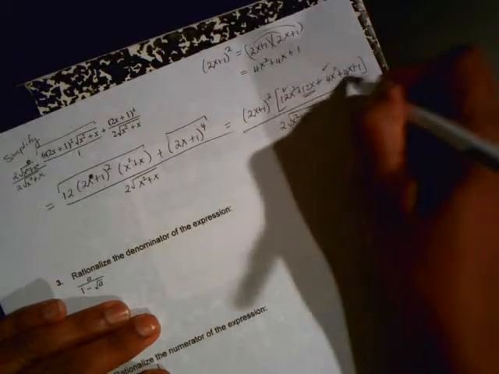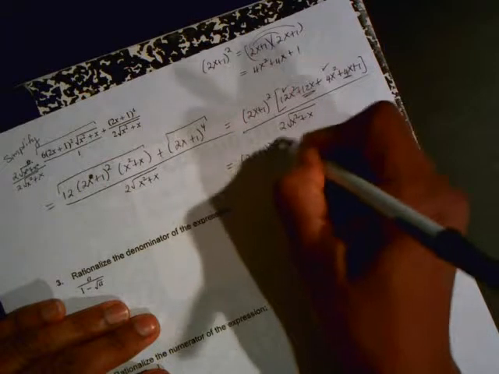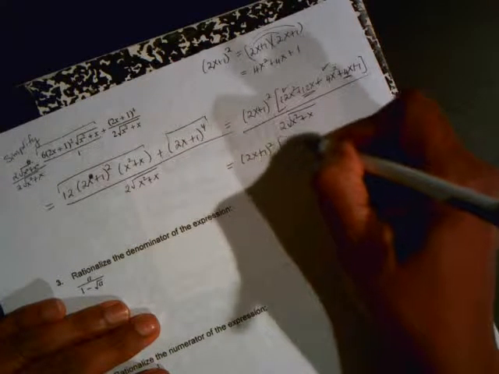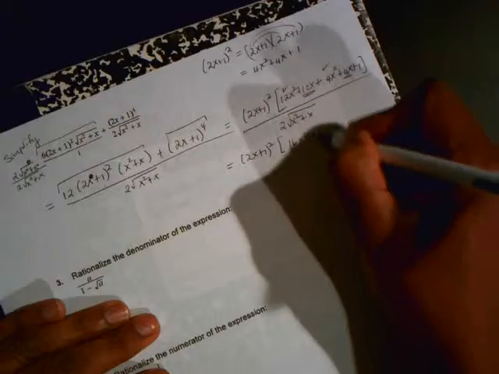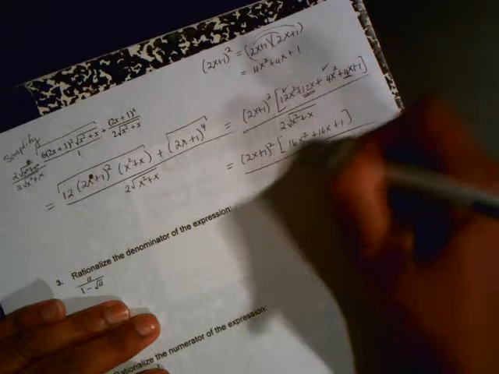So these two are like terms, these two are like terms. Combine those, and then you will be done. So you have 16x squared, 12x plus 4x is 16x plus 1, all divided by 2 times that.